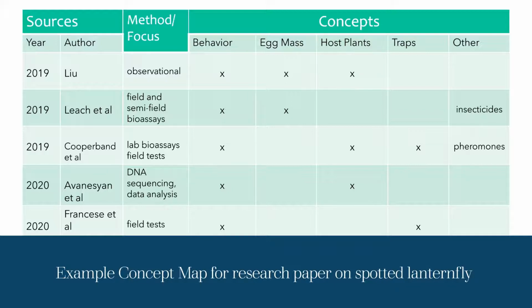The idea is to then put each of your sources in one of the rows. Insert the date and author, the methodology, and then indicate with an X if that article addresses each concept or theme. If it does not, leave that column blank. Another approach would be to list the ideas or statements that you think you may want to reference, along with the page number where you found it.